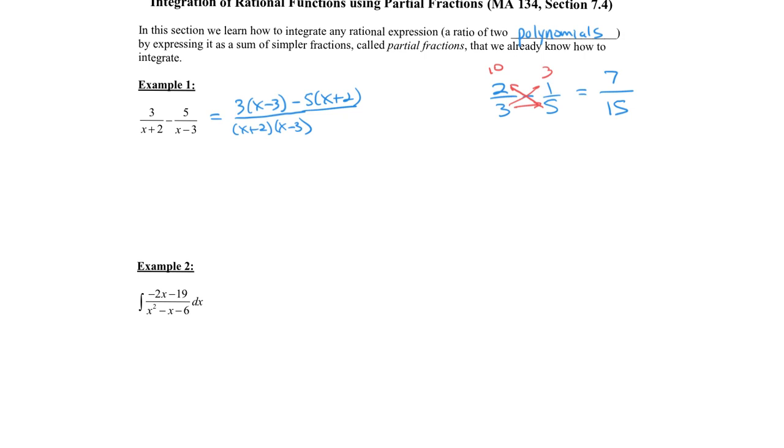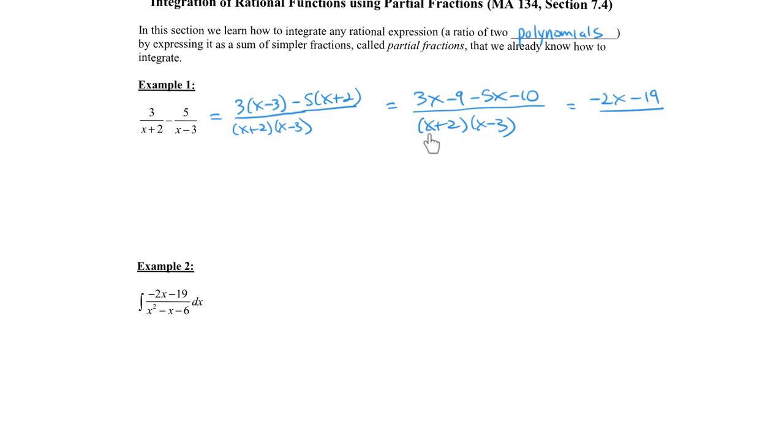Okay, and then what we would do is just distribute the 3, distribute the negative 5. And when we do that, we will get 3x minus 9 minus 5x minus 10 all over x plus 2 times x minus 3. And then this cleans up to minus 2x minus 19. And then if I were to expand the denominator by just multiplying, like FOIL method, right, then I would get x squared. And I'm going to get minus 3x plus 2x, which is minus x. And then last times last gives us minus 6. Okay, so we started here and just did some basic arithmetic and ended up over here.